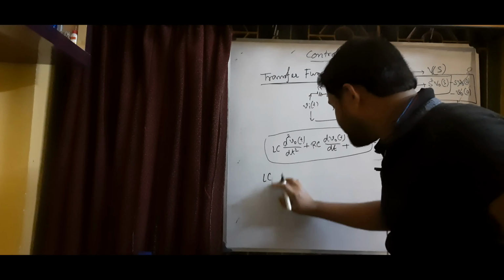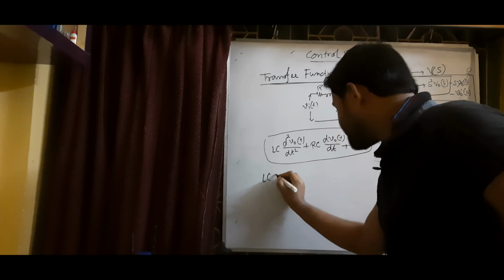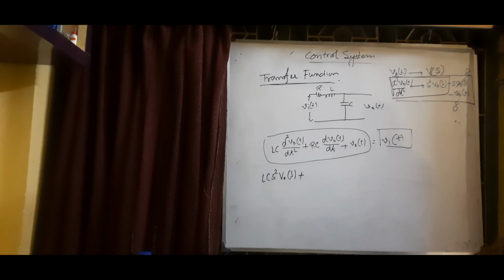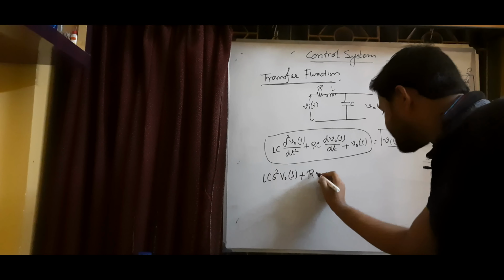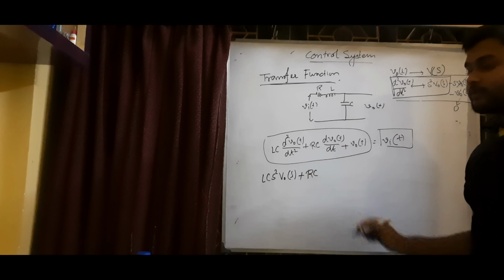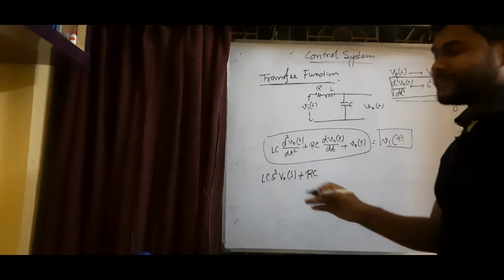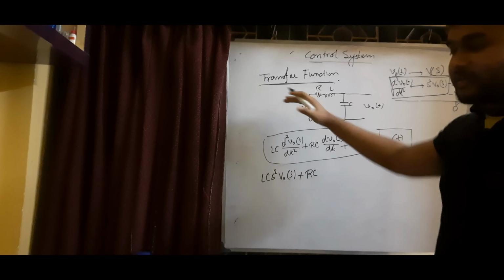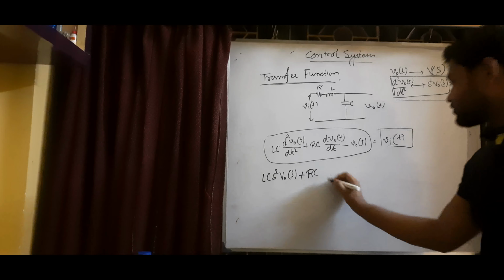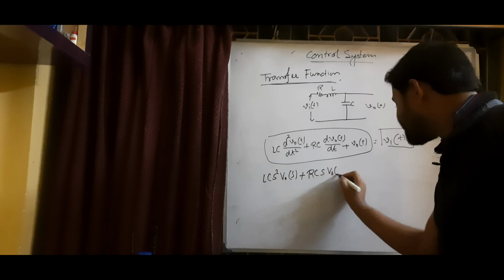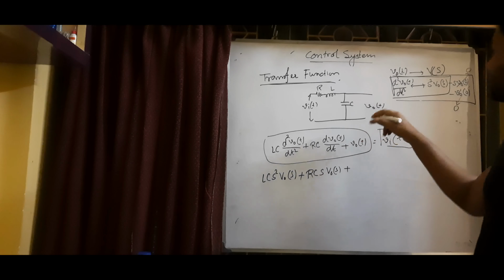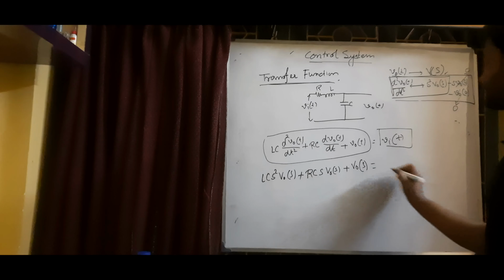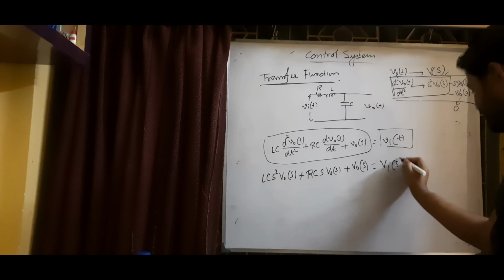So let me write down here: s square v naught s plus, similarly, RC d v naught t dt will have s v naught s minus v naught 0, and as we are obtaining the transfer function, v naught 0 will be 0, so it will have only s v naught s, plus v naught t, as it is obvious, v naught s, and VI t will be VI of s.